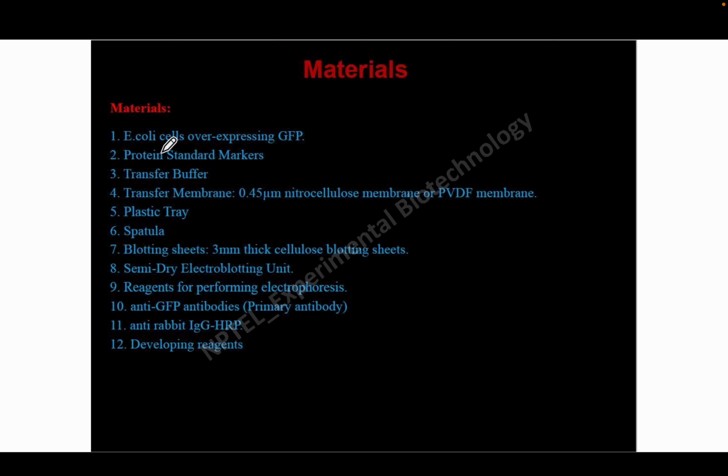So the materials: you can get proteins from E. coli cells or mammalian cells. Then you need protein standard markers, transfer buffer, transfer membrane, nitrocellulose membrane or PVDF membrane, plastic trays, spatula, blotting sheets, semi-dry electroblotting unit, reagents for performing electrophoresis, anti-GFP antibodies. Why anti-GFP? Because you have GFP protein. And anti-rabbit IgG HRP, and developing reagents.